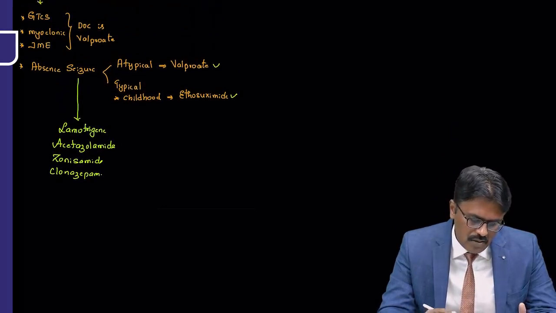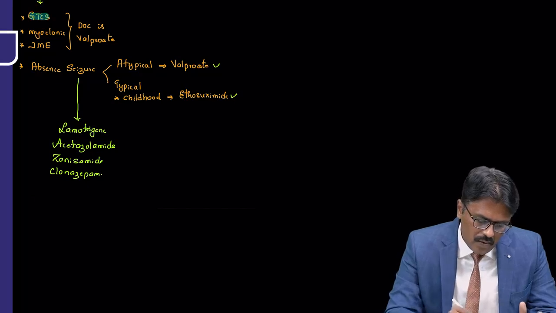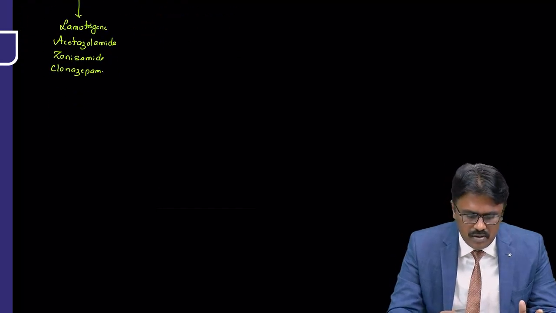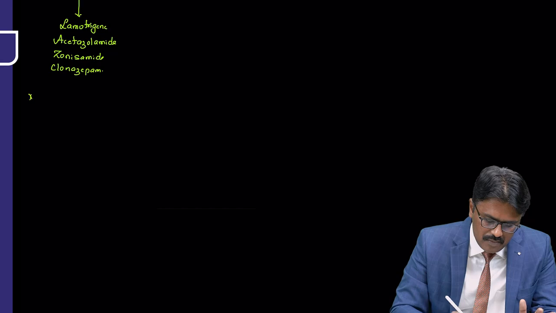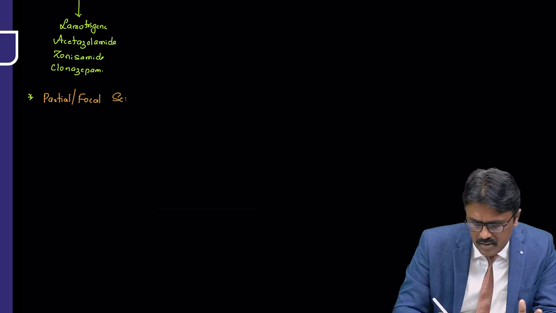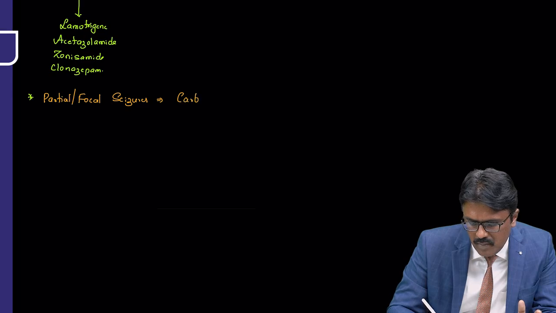Then once we understood GTCS, myoclonic, juvenile myoclonic, and absence seizures, what about the partial or focal seizures? For partial or focal seizures, the first choice of drug is carbamazepine.